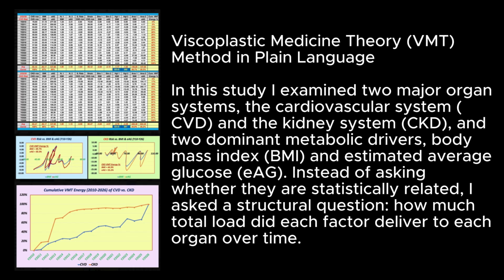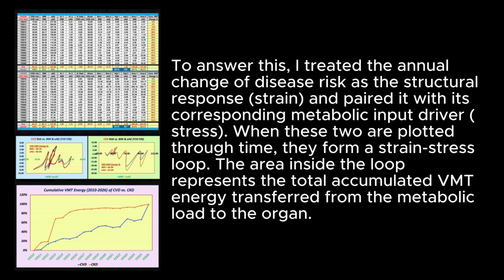Viscoplastic medicine theory, the VMT method, in plain language. In this study, I examined two major organ systems, the cardiovascular system (CVD) and the kidney system (CKD), and two dominant metabolic drivers, body mass index (BMI) and estimated average glucose (eAG). Instead of asking whether they are statistically related, I asked a structural question: how much total load did each factor deliver to each organ over time? To answer this, I treated the annual change of disease risk as the structural response strain and paired it with its corresponding metabolic input driver stress.